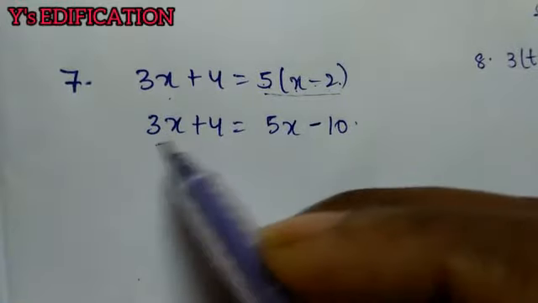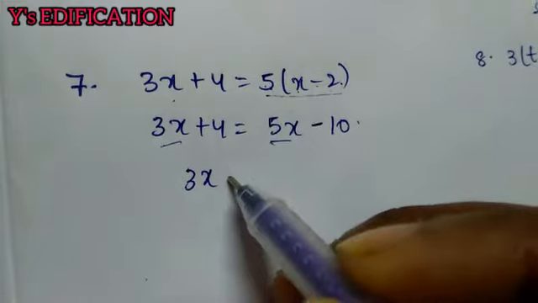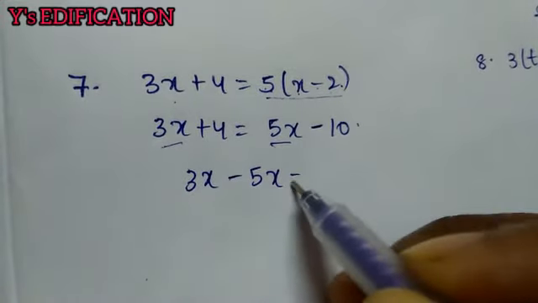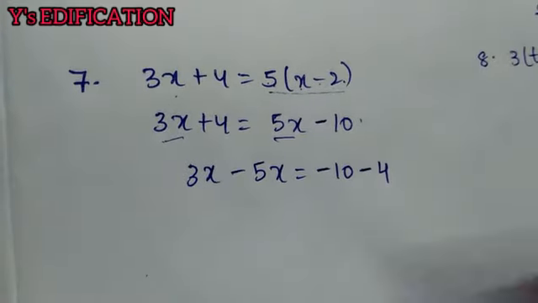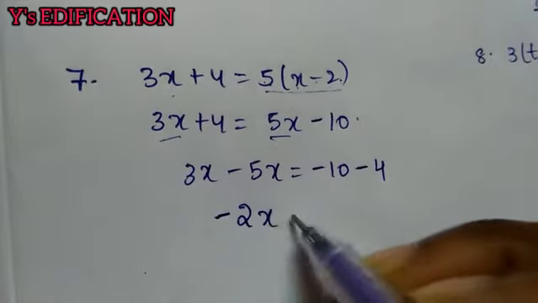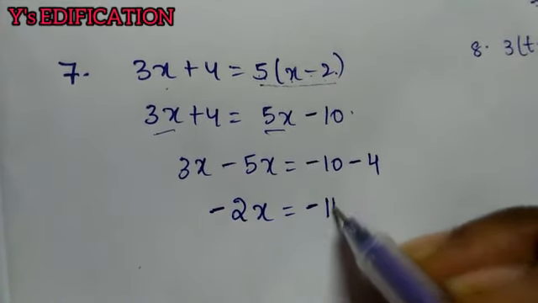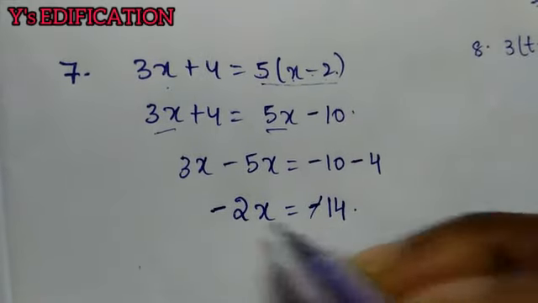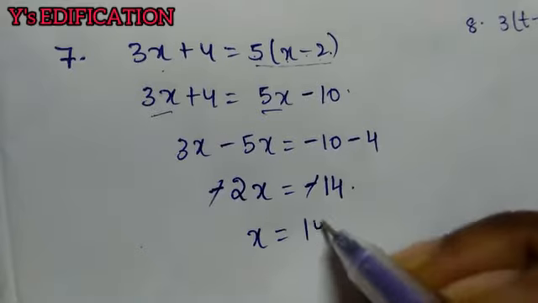Okay. So now 3x and 5x are the variables. So 3x, transpose this here, minus 5x is equal to, this is minus 10 and this is plus 4, it will become minus 4. So what is 3 minus 5? Minus 2x is equal to, what is minus 10 minus 4? Minus 14. Okay, now we are going to cancel both the negatives. Now it will become 2x is equal to 14.